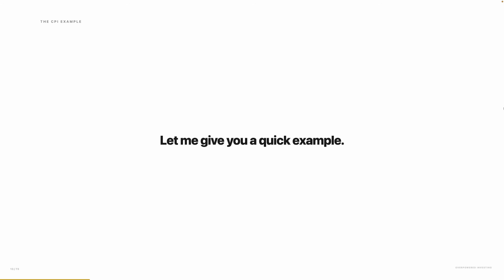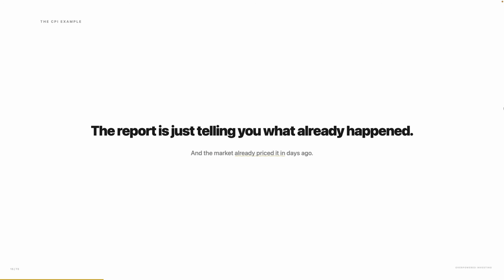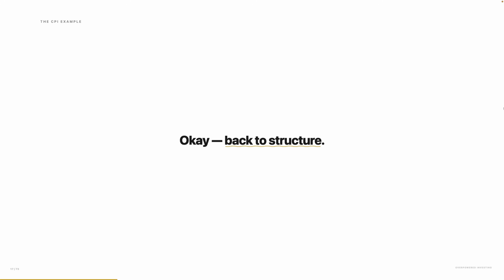Let me give you a quick example. The CPI report tells you how much prices went up for consumers. But think about it. By the time that report comes out, the price already moved. The report is just telling you what already happened, and the market already priced it in days and days ago. So the candles already know. That's why the bare chart is all you need. Okay, back to the structure.